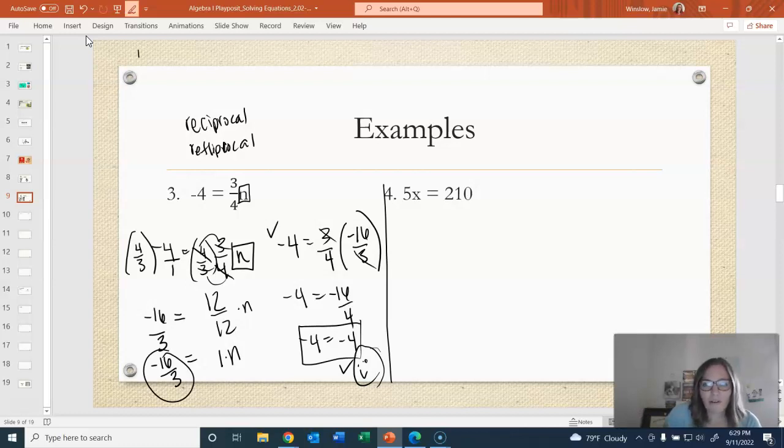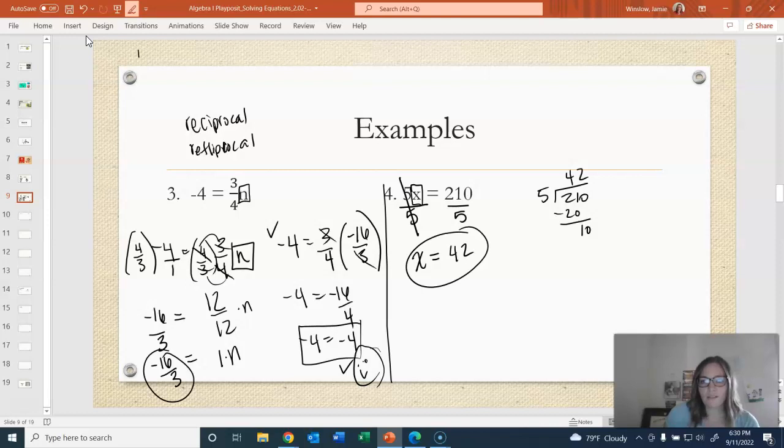All right, let's look at number 4. Here's our variable. So what do we have with it? We have a 5 times x. The inverse or opposite of multiplication is division. So we're going to divide both sides by that number. You get x equals, now we could use our Desmos or do it by hand. I'm going to do all these by hand because you can just grab your Desmos link and do it. So 5 into 21 is 4. 5 into 10 is 2. So we get 42.